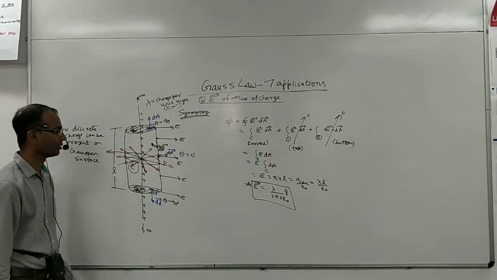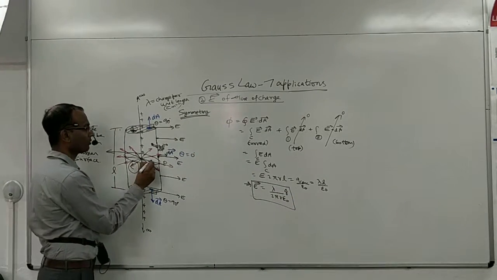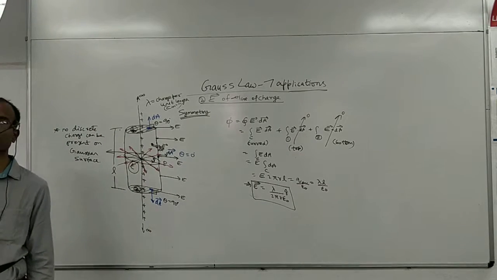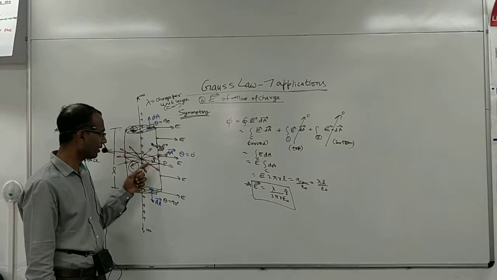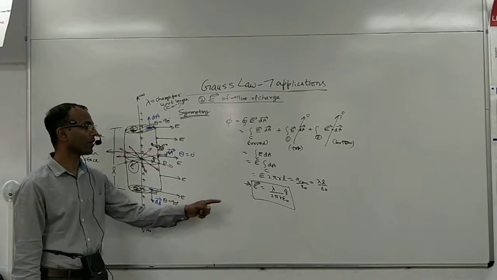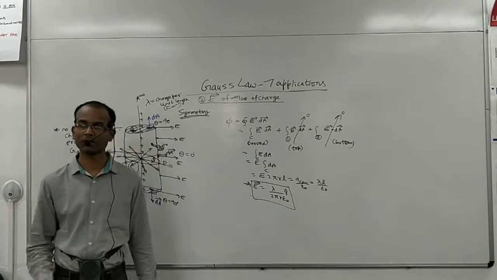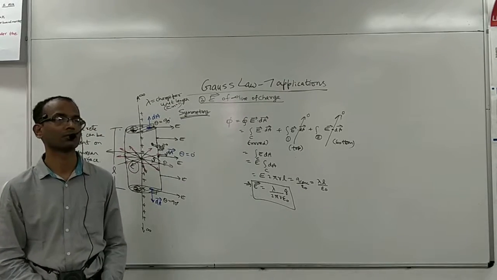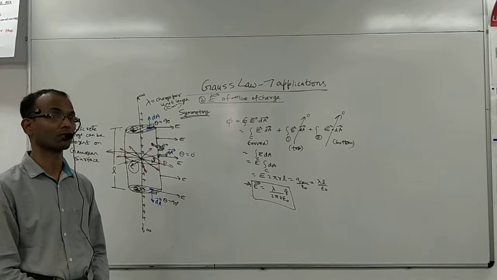And the direction would be along the r cap, where r cap is the unit vector along the radius, radially outwards. The direction of the electric field will be radially outwards.